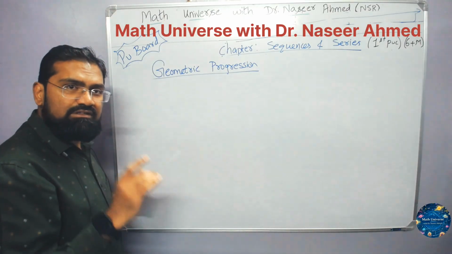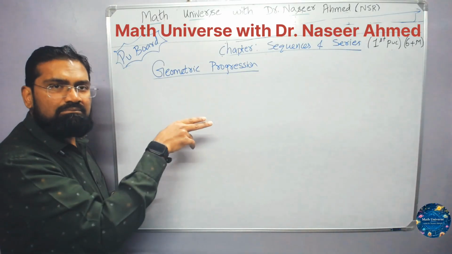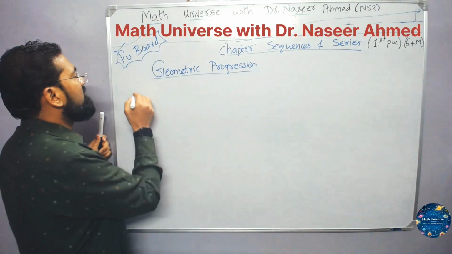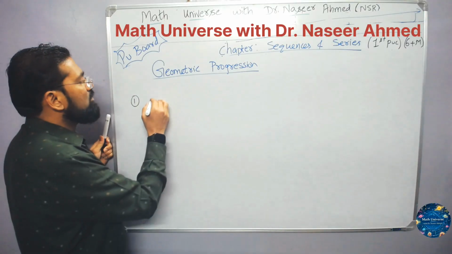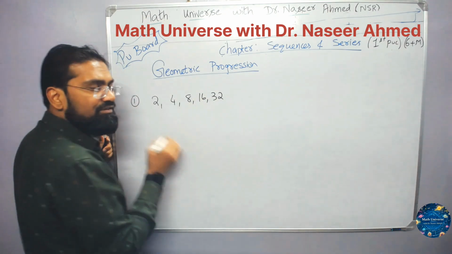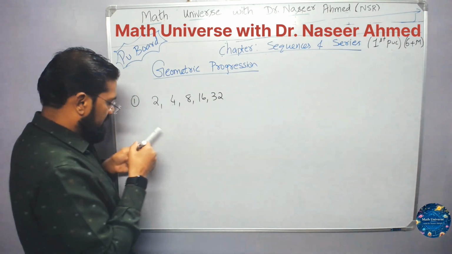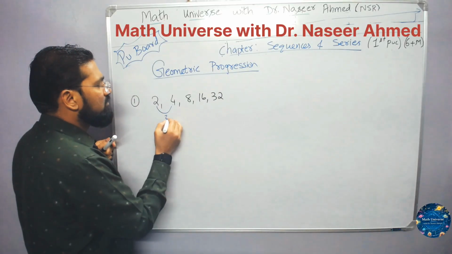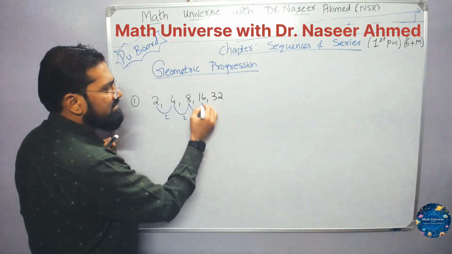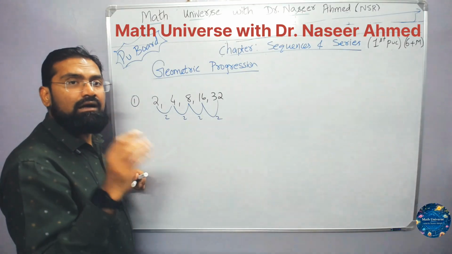What is geometric progression? It is a progression written with a particular rule, such that we can get the next term by multiplying by a particular constant. What's the meaning of that? Let us understand with the help of an example: 2, 4, 8, 16, 32. See carefully: 2 into 2 is 4, 4 into 2 is 8, 8 into 2 is 16, 16 into 2 is 32. So I am getting the next elements by just multiplying by a fixed constant.